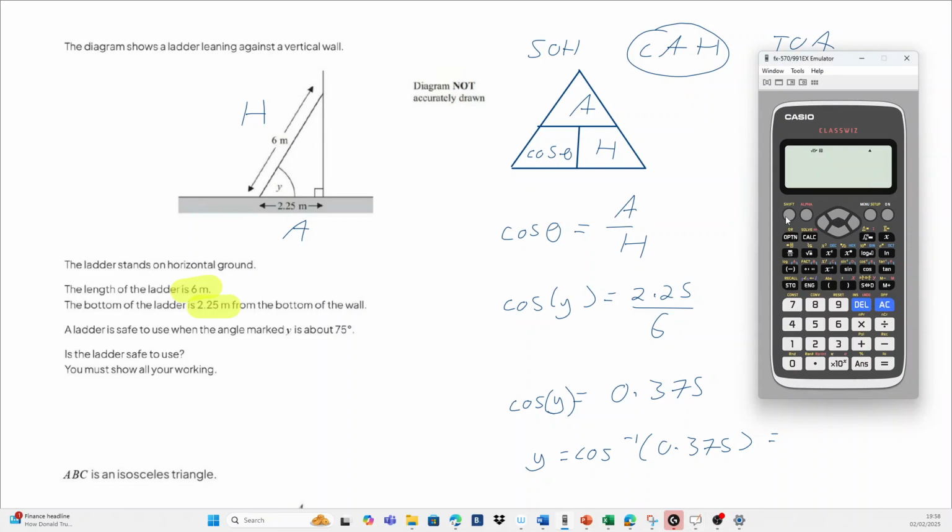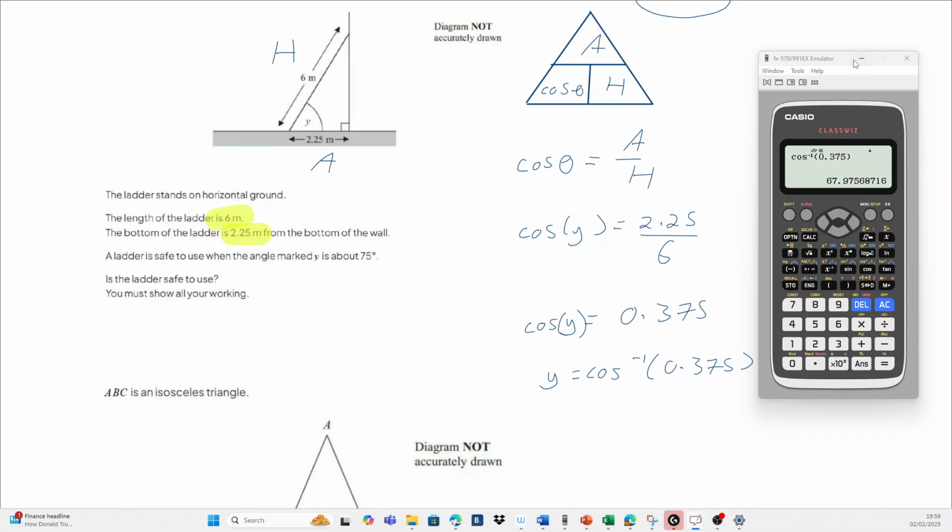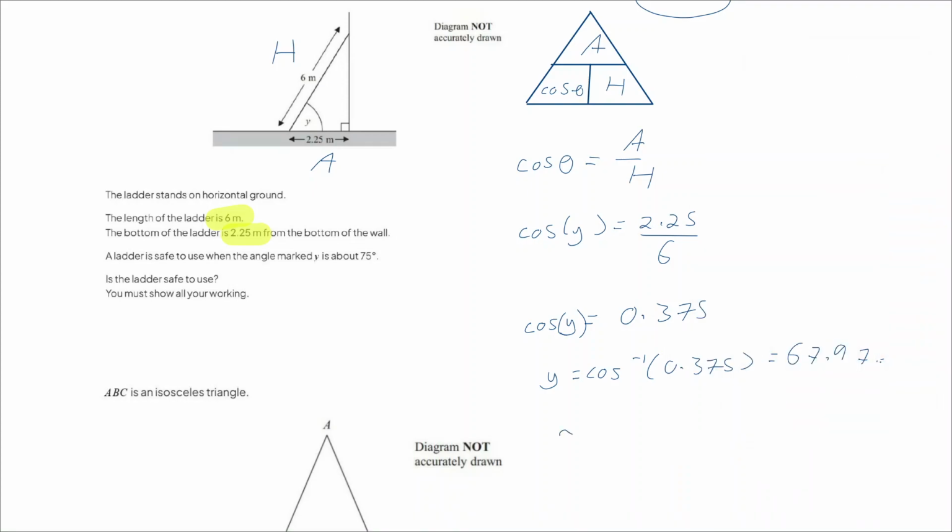We go shift cos inverse 0.375, close that bracket, enter it, and we get this. 67.975. So let's just write this up. 67.97 dot dot dot. Now this is approximately equal to, so if I zoom out a little bit, get rid of the calculator, approximately equal to 68 degrees if we just round it to the nearest whole number. Now, is it safe to use?